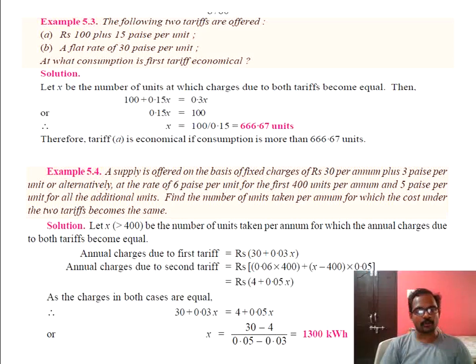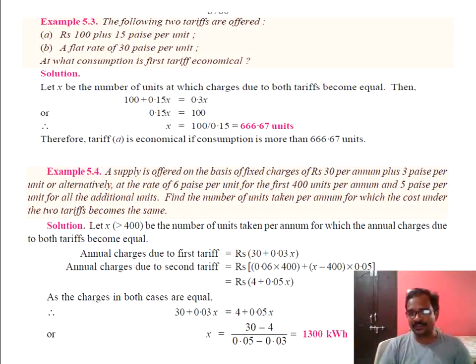Let's take up the fourth problem. A supply is offering on the basis of a fixed charge of 30 rupees per annum plus 3 paise per unit. The first tariff is rupees 30 per annum fixed plus 3 paise per unit. And the second tariff is 6 paise per unit for the first 400 units. It's a block rate tariff. For the first 400 units, they are charging 6 paise.